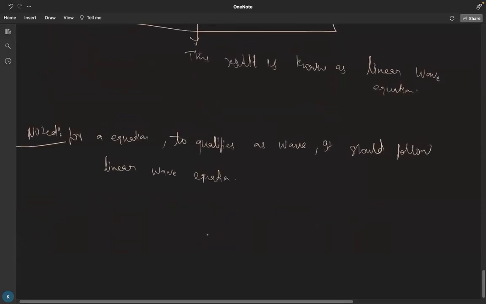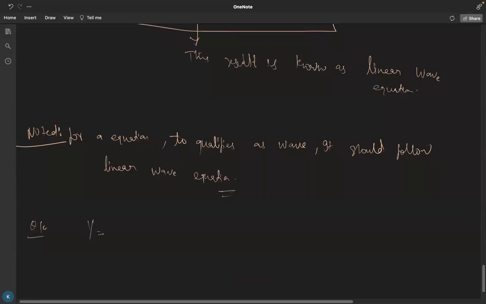So let me try to solve a question using this, because there is a noted point saying that any wave equation follows the linear wave equation, which is ∂²y/∂t² = v² ∂²y/∂x². So any equation to qualify as a wave should follow the linear wave equation.